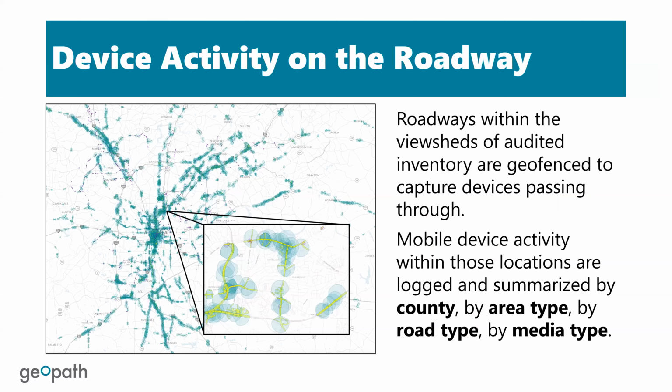One of the more precise levels that we're looking at the data now is on the actual roadways. And this is where we're really going to be able to get down to how traffic is changing.